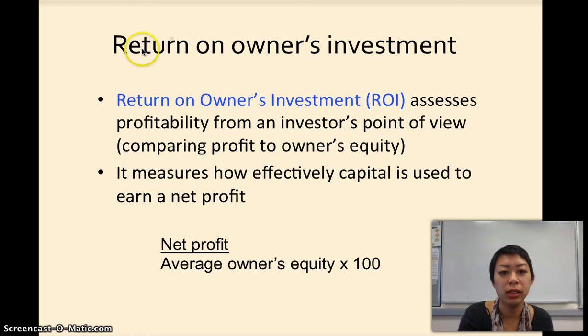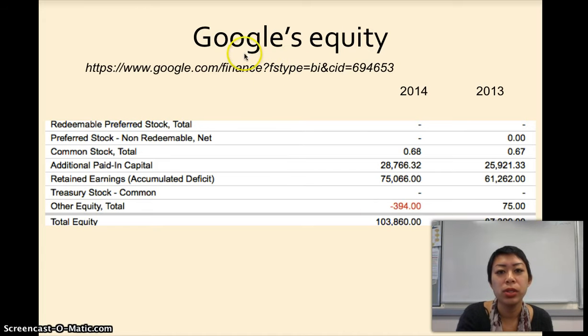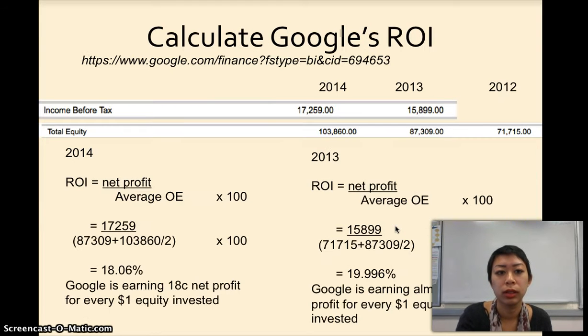So we can see the formula here. It's net profit over average owner's equity times 100. Looking back at the example of Google, over 2013 and 2014, we can see their equity has increased over the 2 years. We looked at Google's net profit from lesson 1, and here it is again, income before tax. It did increase between 2013 and 2014. We're going to compare it with the total equity over the 2 years.